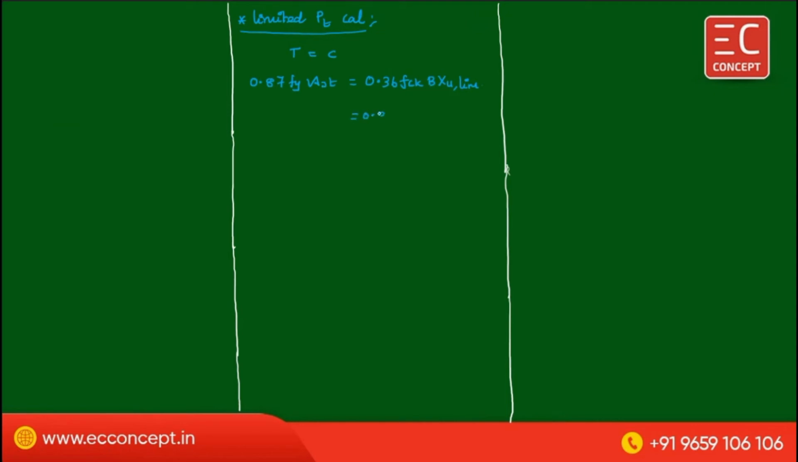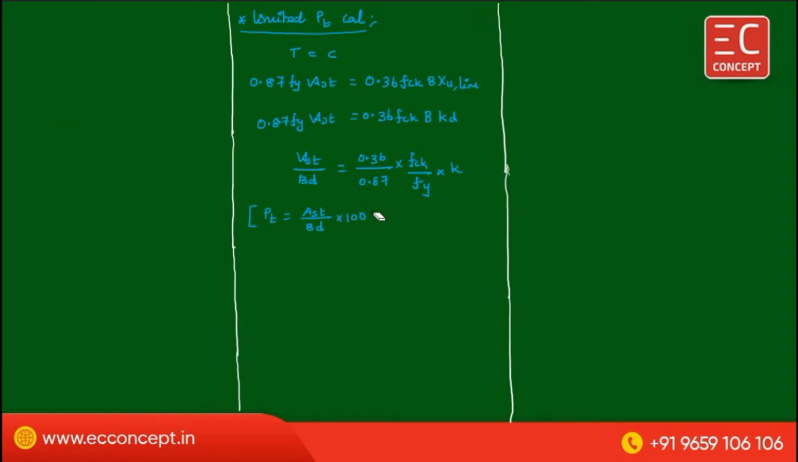Now we can write 0.36 fck b xu limited, and xu limited is k into d. Therefore we can write 0.87 fy Ast. Now what is Ast? Ast divided by bd: this b and d come here, then 0.36 divided by 0.87 into fck divided by fy into k. So this is the final value. Okay, we know that pt is equal to Ast divided by b into d into 100.